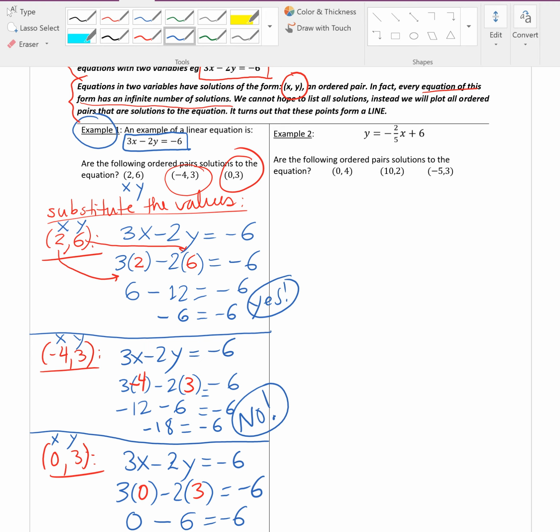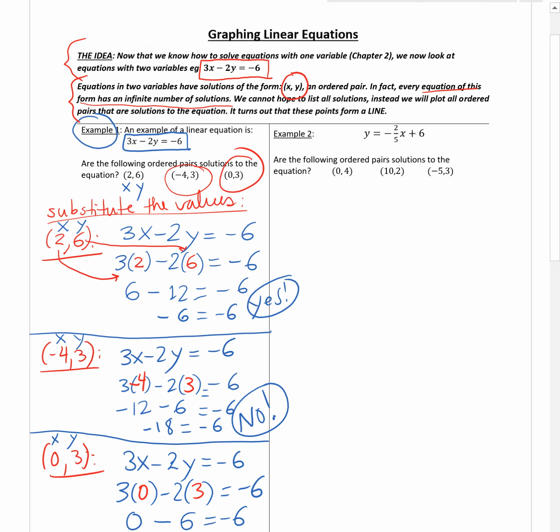They just want us to be able to, before we even graph lines, make sure we even know how to tell if a point is on a line or not, or how to tell if a point is a solution or not. All right, let's try this other one.